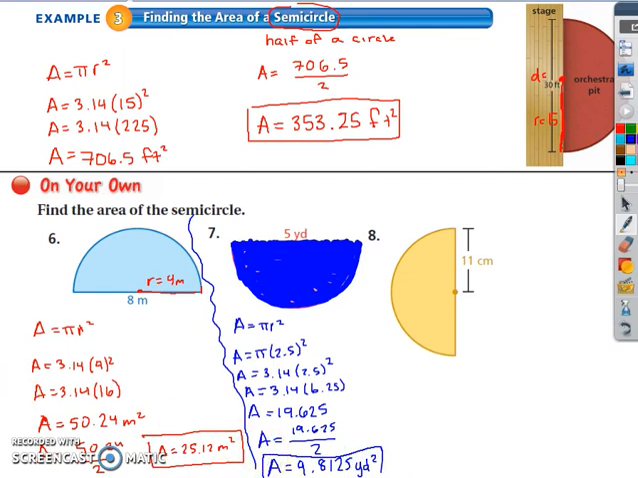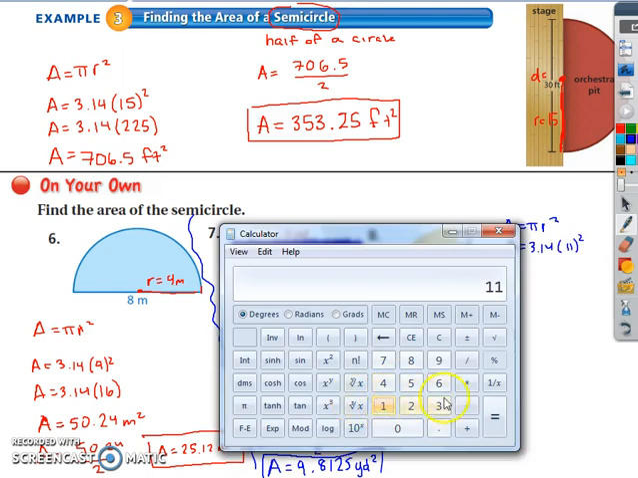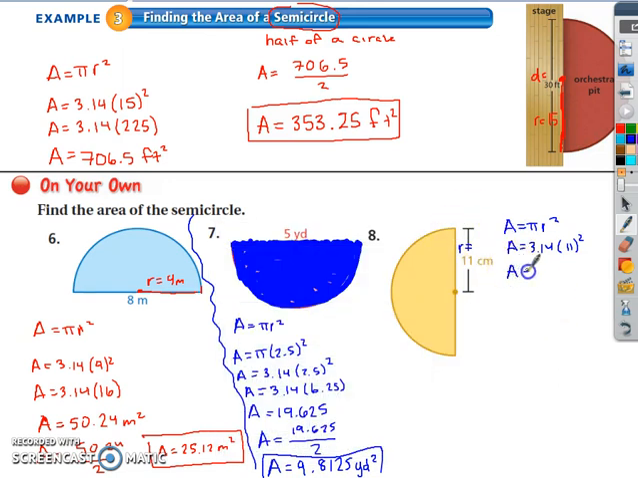Go ahead and take a moment to pause the video and try number 8 on your own. Notice that they do already give you the radius, so you just need to plug these numbers into your formula and divide by 2 at the end. I've got area equaling pi r squared. Area equals 3.14 times 11 squared. On a calculator, 11 times 11 is 121. So area equals 3.14 times 121.